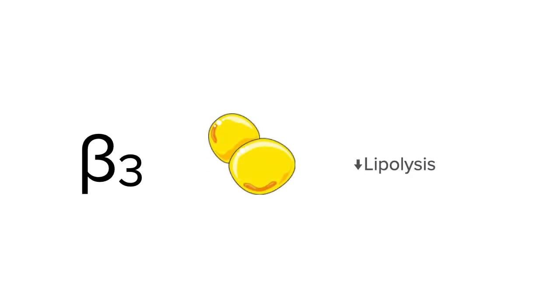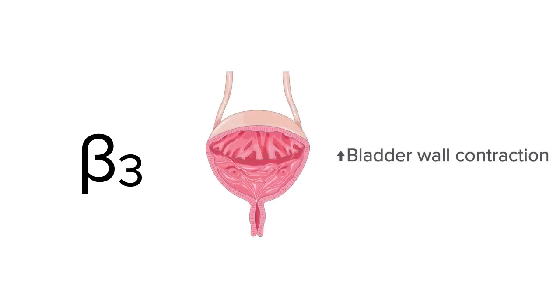One in fat cells, meaning that beta blocker use will cause a reduction in lipolysis and potentially an increase in weight gain. And you can also find them in the bladder, where use of beta blockers will cause an increase in bladder wall contraction. This doesn't have much clinical relevance, although beta 3 receptors are important in the control of overactive bladder syndrome, where they can be agonized with the use of mirabegron. But that is a video for another day.